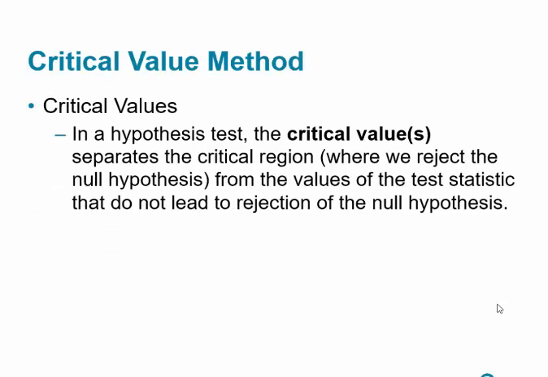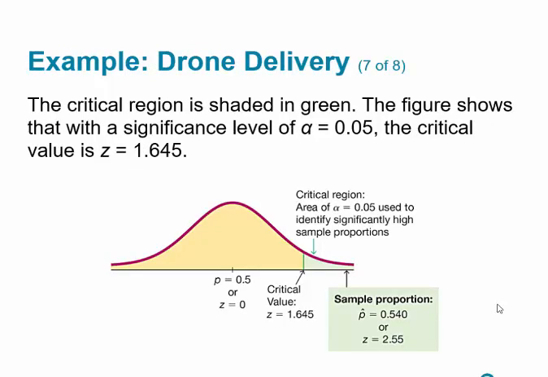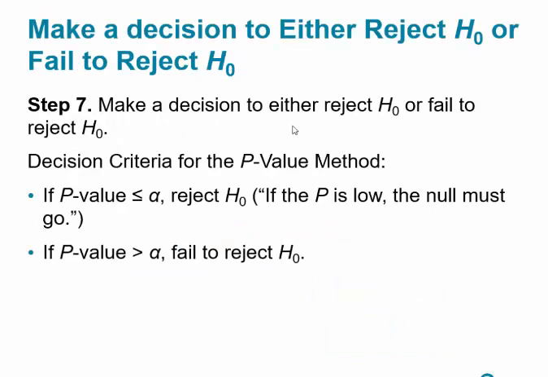Critical value method. In a hypothesis test, the critical values separate the critical region, where we reject the null hypothesis, from the values of the test statistic that do not lead to rejection of the null hypothesis. The critical region is shaded here, actually sort of grayish. The figure shows that with a significance level alpha of 0.05, the critical value is z equal to 1.645. So again, anything in this grayish area, we reject the null hypothesis. And we saw that we got a test statistic of 2.55, which is clearly in the rejection region. So the next step is to make a decision to either reject the null hypothesis or fail to reject the null hypothesis.